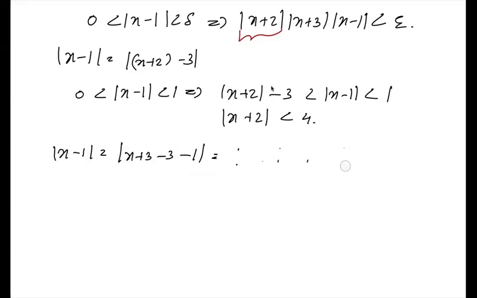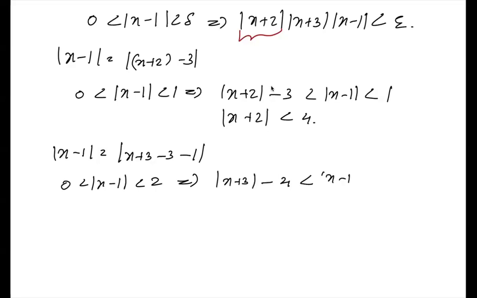And this is less than, let's say you pick some bound here, let's say you put 2 here for some reason, just as an example. And then you can write the absolute value of x plus 3 minus 4 is less than the absolute value of x minus 1, and this is less than, sorry, it is 2. And then you can write the absolute value of x plus 3 is less than 6, and then you have 2 delta values.